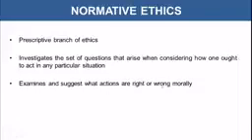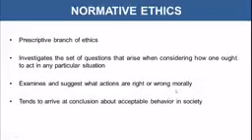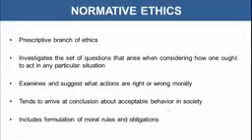It examines and suggests what actions are right or wrong morally. It tends to arrive at conclusions about acceptable behavior in society. As I already mentioned, normative ethics would try to analyze the overall behavior in society and then tell you what is acceptable action, how you need to act. It includes formulation of moral rules and obligations, and on the basis of that study, it also makes moral rules and obligations. As we saw, meta-ethics was only trying to analyze what makes you think in a particular situation. Normative ethics is trying to prescribe how you should act, what is right, what is wrong.